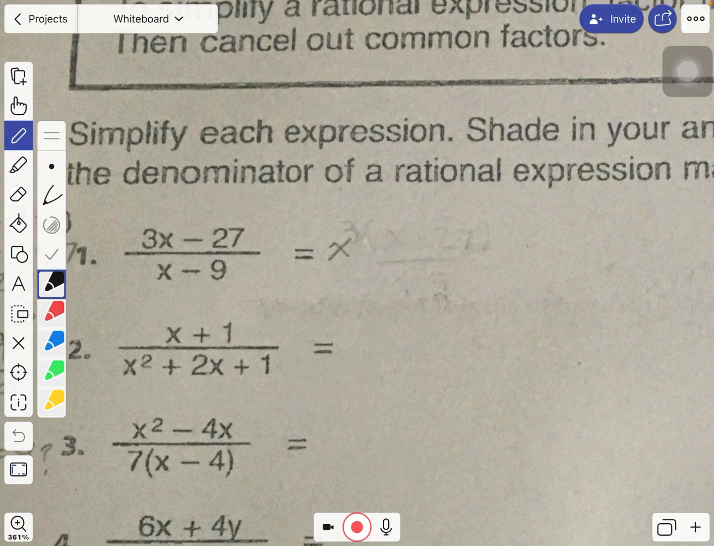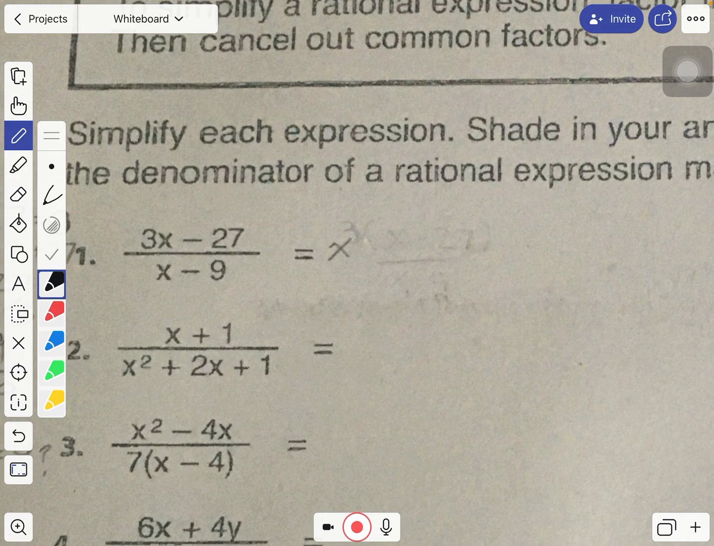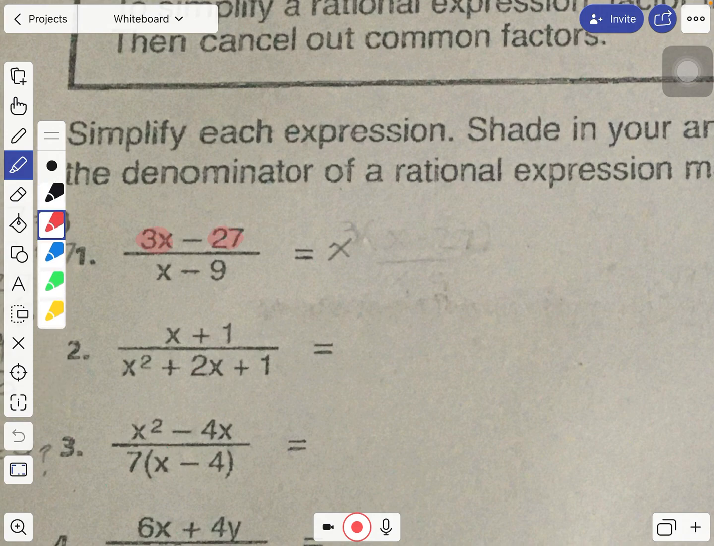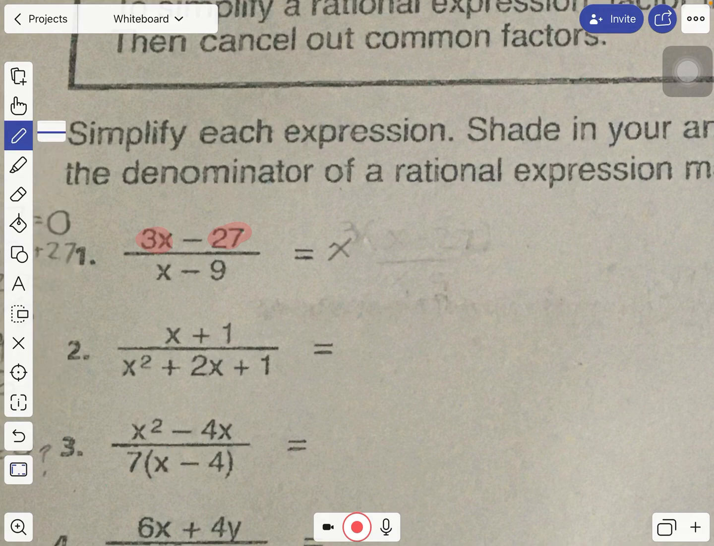So if we look at the top, you're really good at this top method here. We would take out a greatest common factor. So the first thing I would do is take a look at the 3x and the 27, and I would ask myself, what do they have in common? I know that 3x is divisible by 3, and I also know that 27 is divisible by 3. And for that reason, I could take the 3 out.